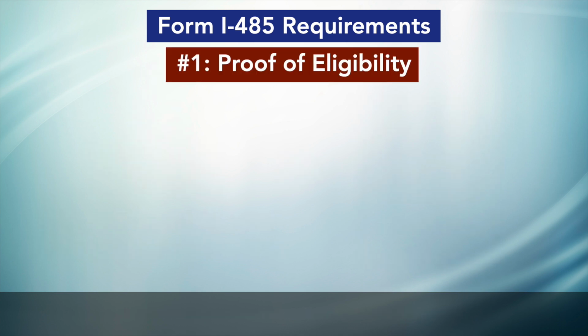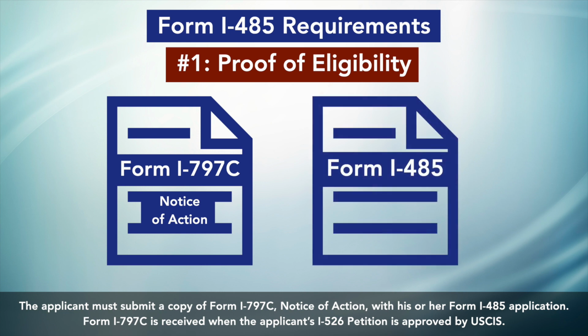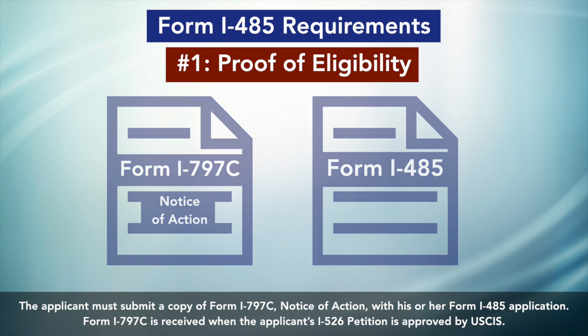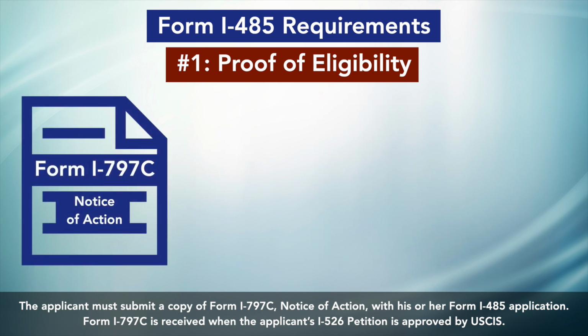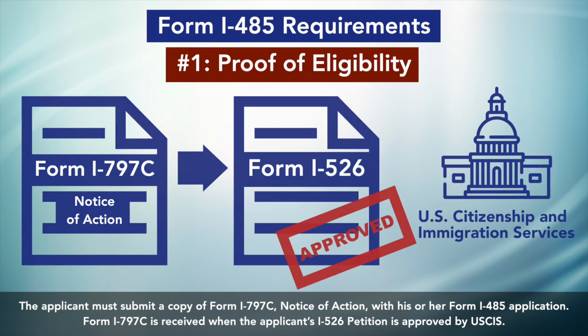Number 1. Proof of eligibility. The applicant must submit a copy of Form I-797C, Notice of Action, with his or her Form I-485 application. Form I-797C is received when the applicant's I-526 petition is approved by USCIS.